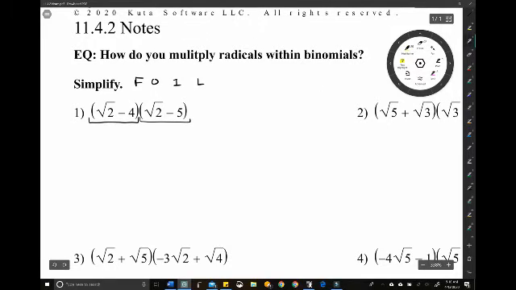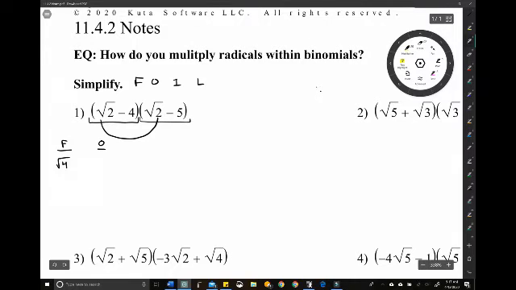All right, it is back, FOIL. What that means is, again, our little process here. So a binomial times a binomial, you take your first parts, so square root of 2 times square root of 2. That would be the square root of 4.